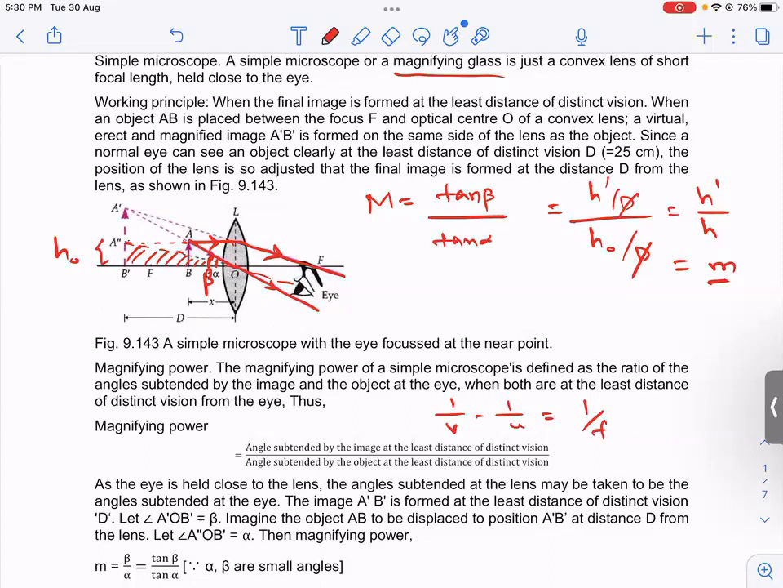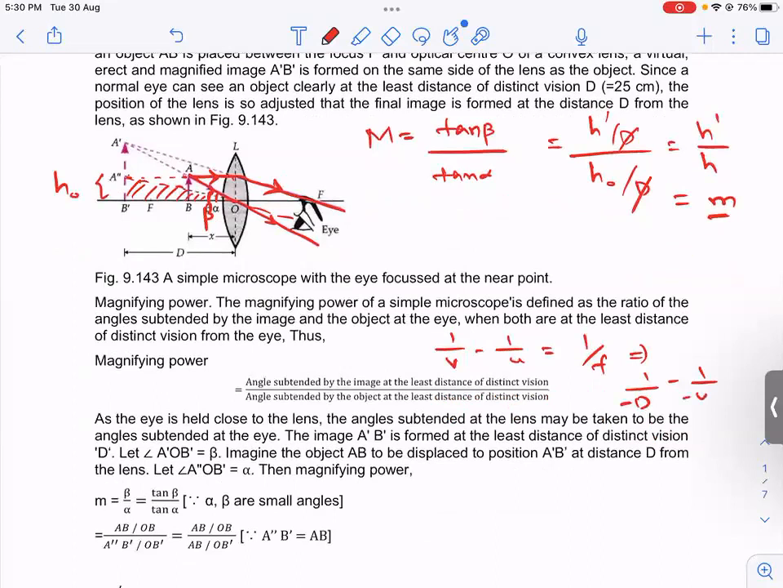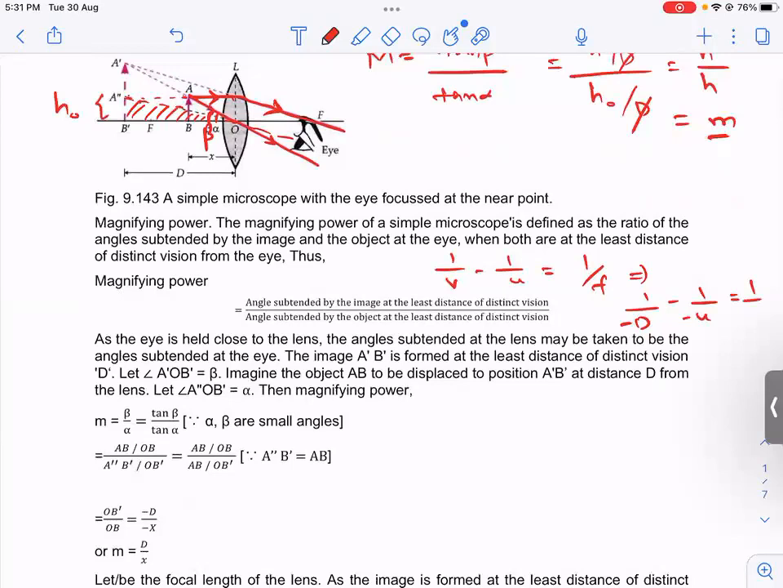But what is the value of V in this case? Where is the image formed? It is at the least distance of distinct vision, D. How do you write it with sign convention? Minus D. So minus 1 divided by minus D, wait, minus 1 divided by U minus... is equal to 1 by focal length. The focal length of a convex lens is positive or negative? Convex lens is positive.